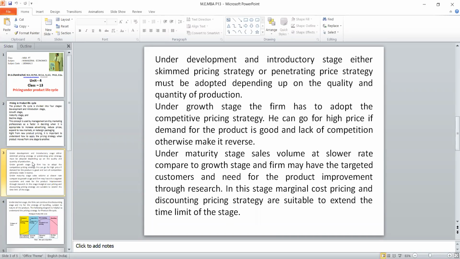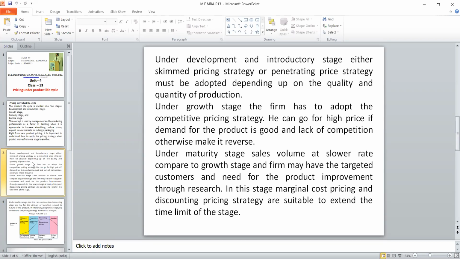The first one, skimmed price strategy, is nothing but fixing a very high initial price and making the customer understand this is considered to be the prestigious one. It is a sign of dignity. Because the consumer may not know about the product, we have to make them imagine that the product is considered to be a good product. So initially we will have a skimmed price strategy.